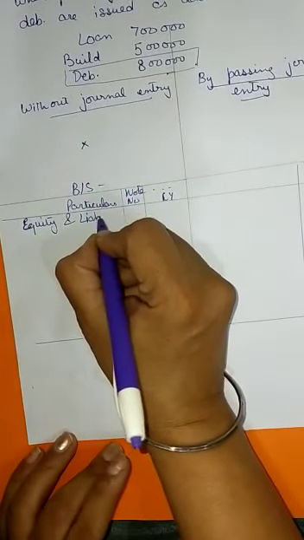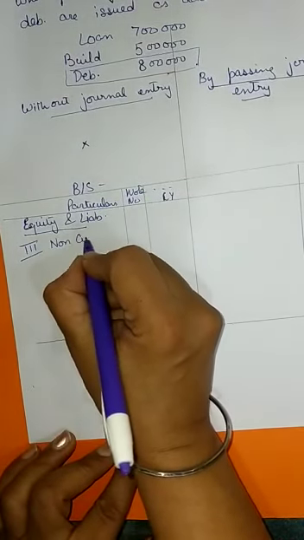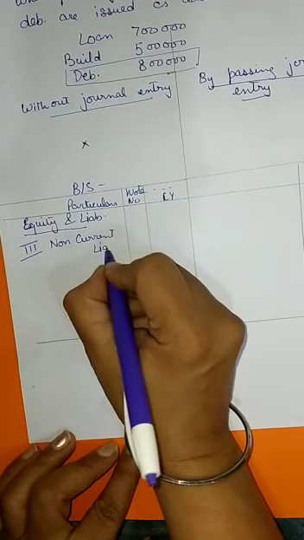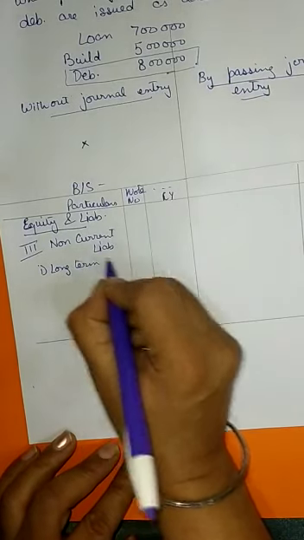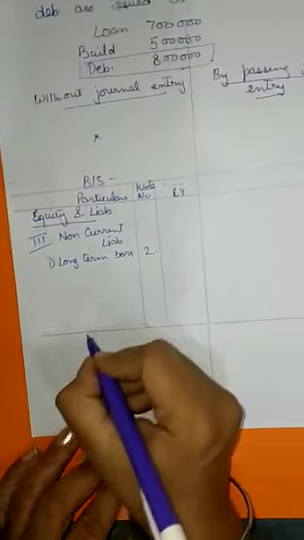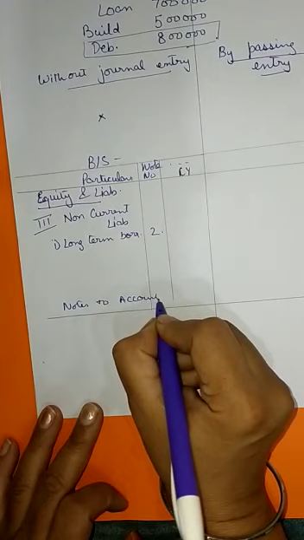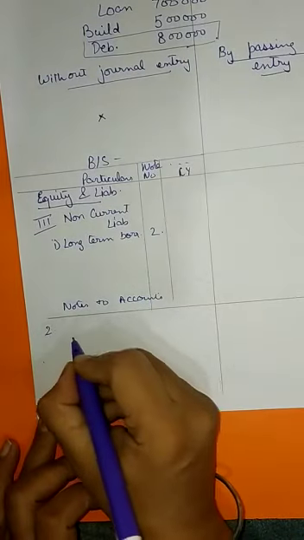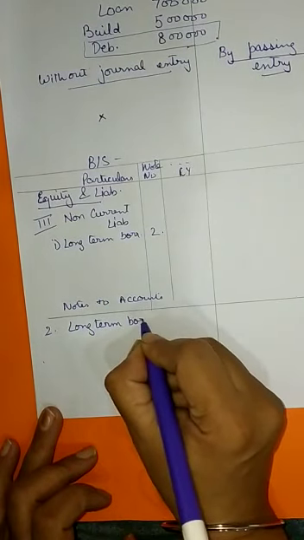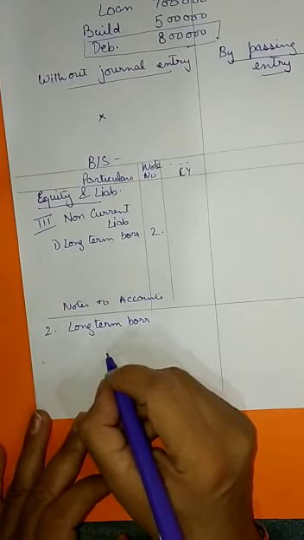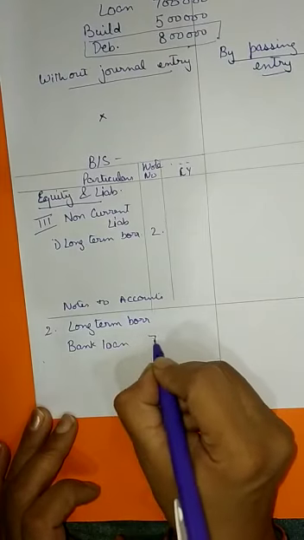On the equity and liability side, the third head is non-current liability. In the third head, the first subhead is long-term borrowings. I am putting note number 2 here and then going to notes to accounts. In notes to accounts, I am going to write the second note, that is long-term borrowing. All the money which has been borrowed by the business for a long period of time will be mentioned here. First and foremost, we have bank loan. We raised a loan of 7 lakh.